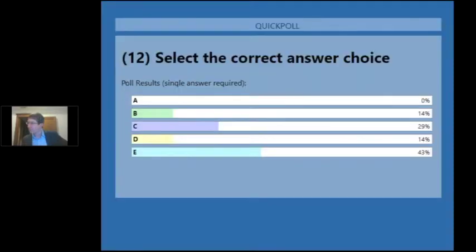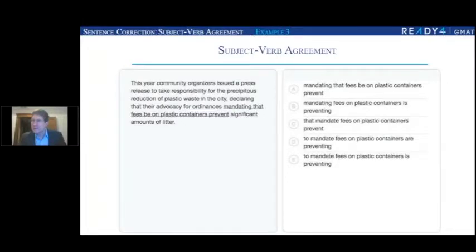This is quite a hard one, actually. So a lot of people chose choice E here. E is not the best answer. It might be the second best answer, but it's not the correct answer. So you got to really analyze subject and verb just relentlessly. So what's going on here?